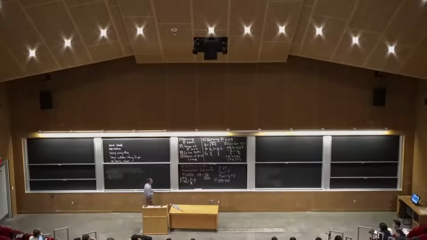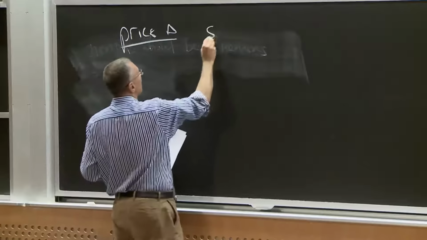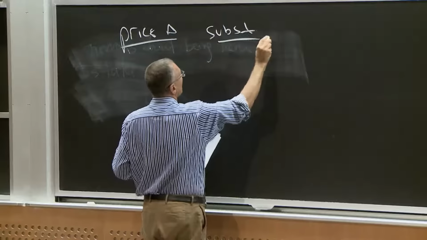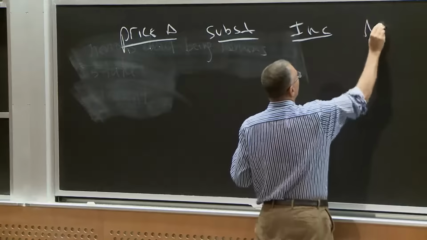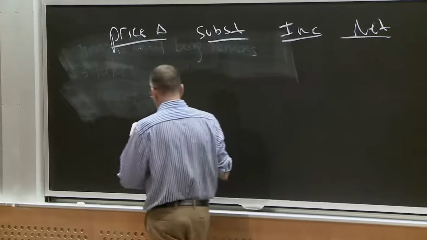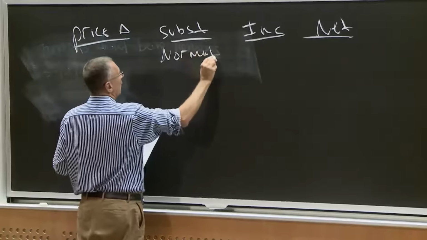So where does this leave us? Let's draw a chart here to explain this all. Okay? So let's imagine we're going to have here the price change. We're going to have the substitution effect, the income effect, and the net effect. Okay? And we're going to start with normal goods.